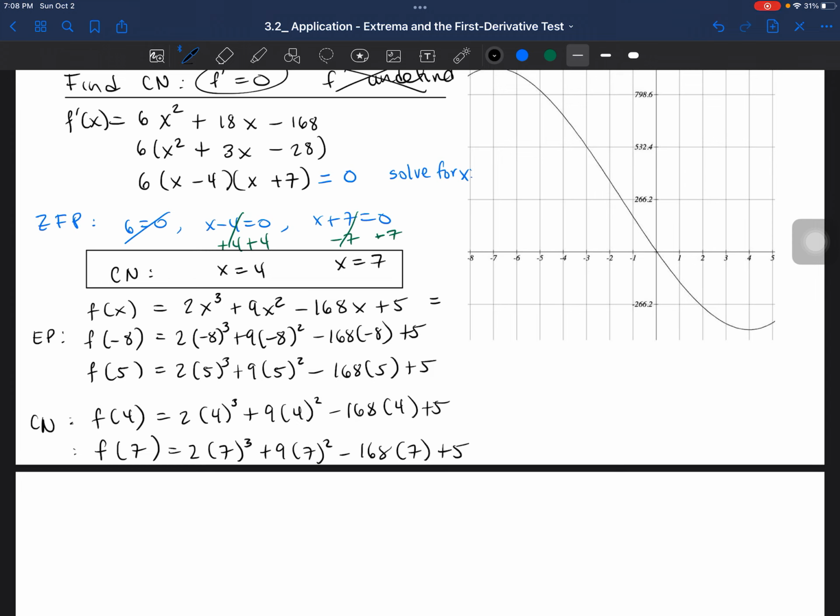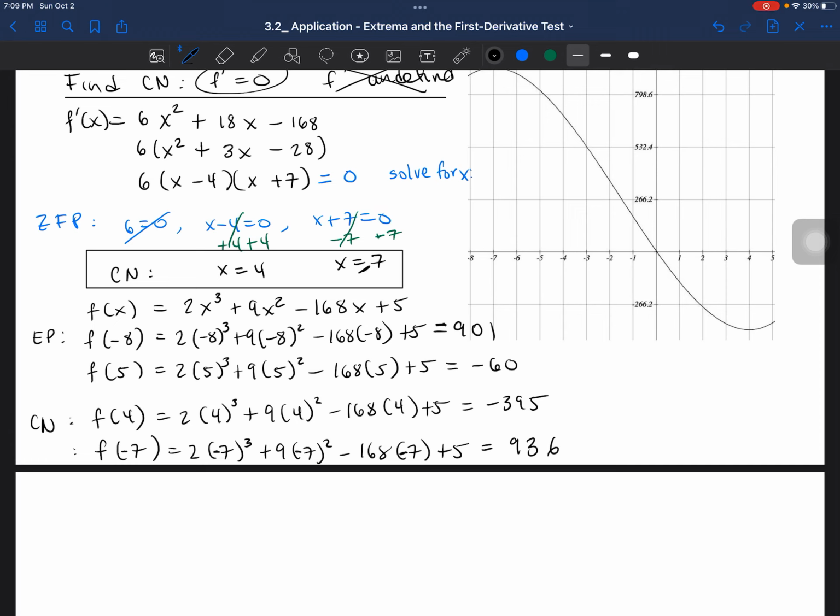If we put this in the calculator, what we end up getting for the first one is 901. For the second one, is that supposed to be a negative right here? Yes, I missed the negative there. So that should be a negative. So for 5 it would be negative 60. For 4 it would be negative 395. And for negative 7, this would be 936.